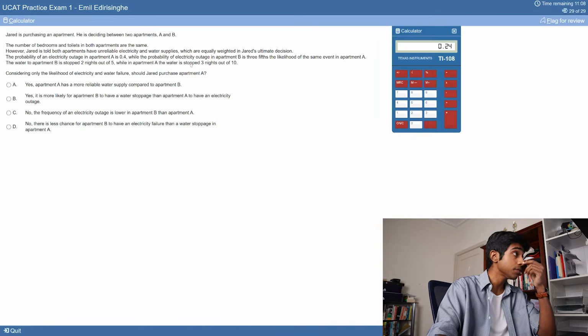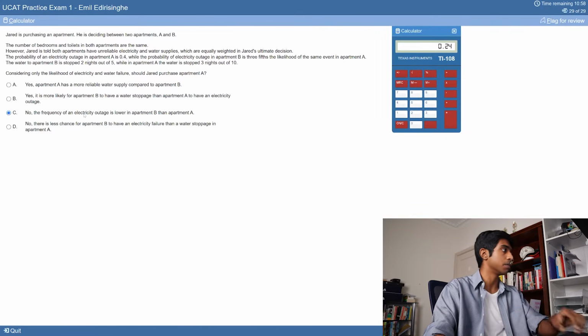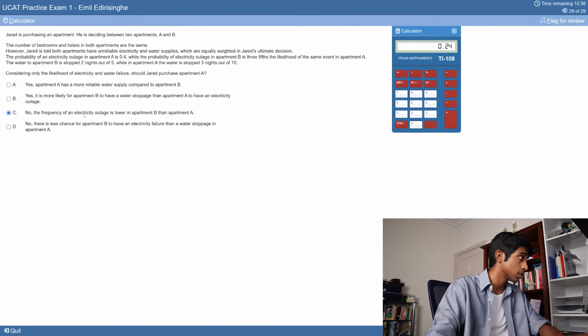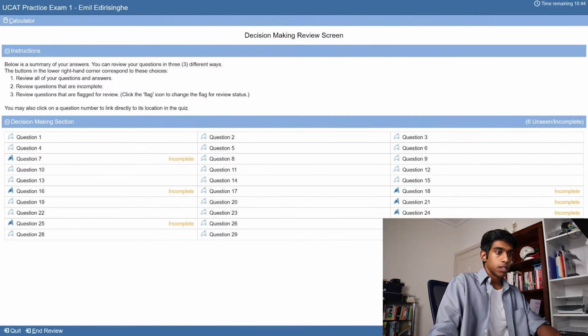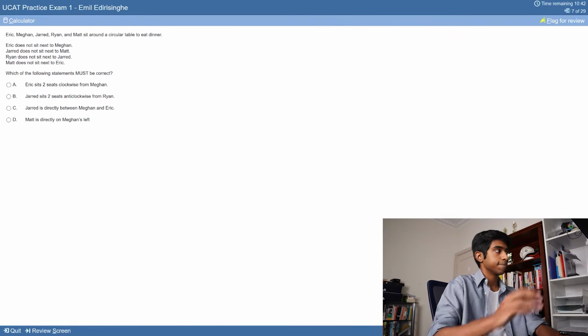So the water in apartment A is less reliable than the electricity in apartment B. So he should pick apartment B. Oh wait, no. So there's less chance for apartment B to have an electricity failure than a water stoppage in apartment A. Yes, that's true. 6 left. Got plenty of time, actually.